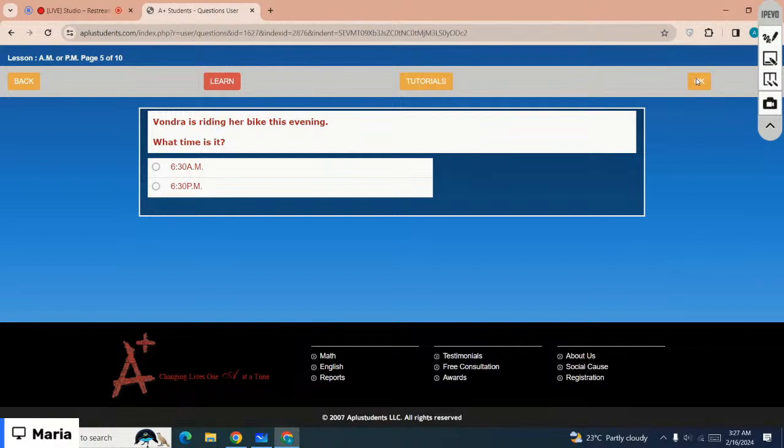Wondra is riding her bike in the evening. What time is it? The correct option is 6:30 p.m. The correct option is 6:30.